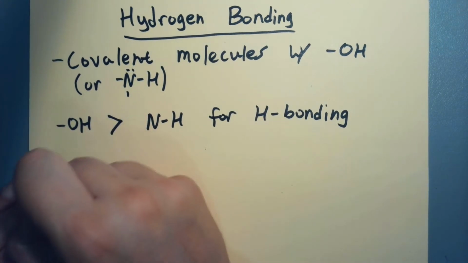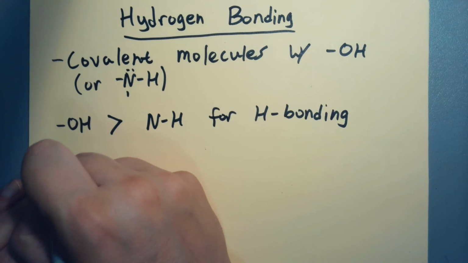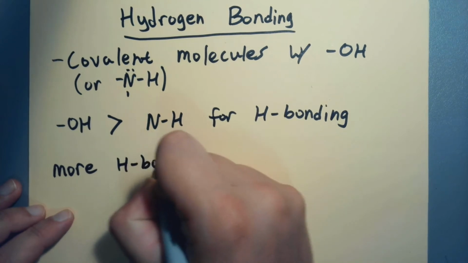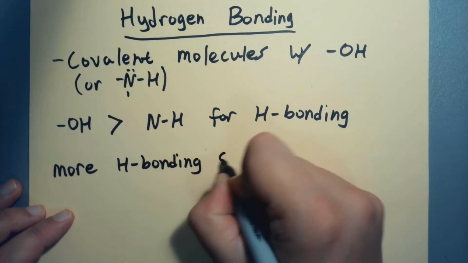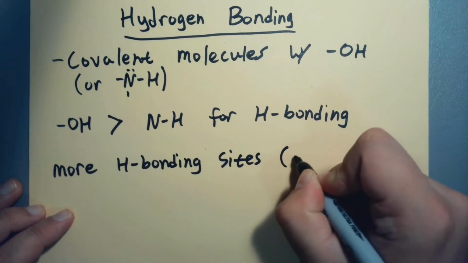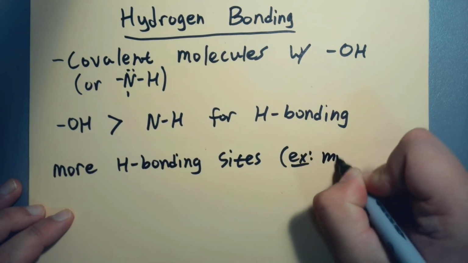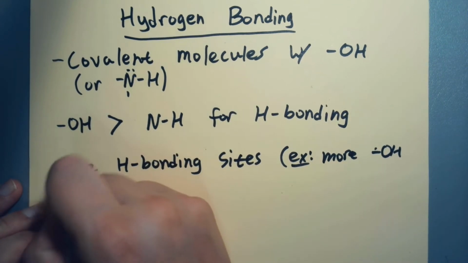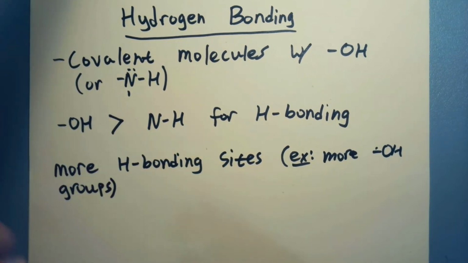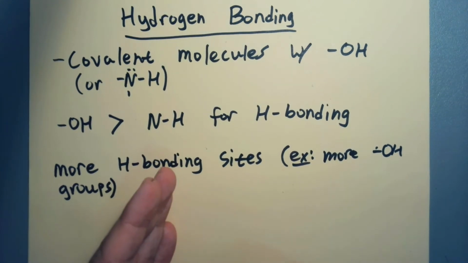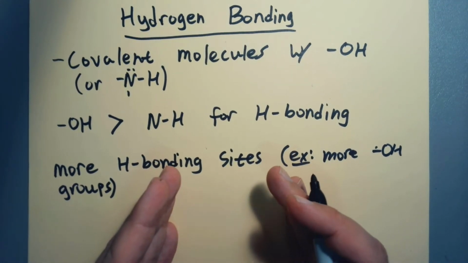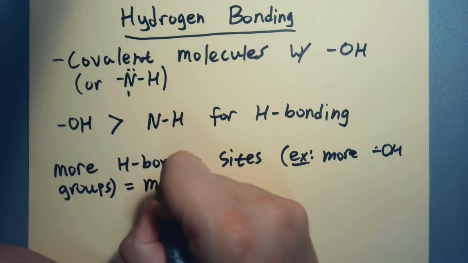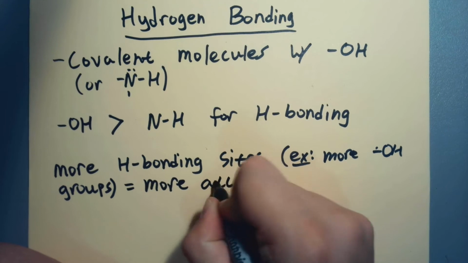And then the other one is more H bonding sites. For example, more OH groups. If you have two OH groups instead of one, you have twice as many possibilities to hydrogen bond. You're going to have more hydrogen bonding. So that equals more attractive forces.